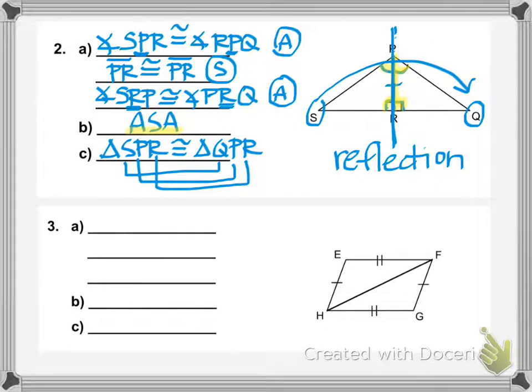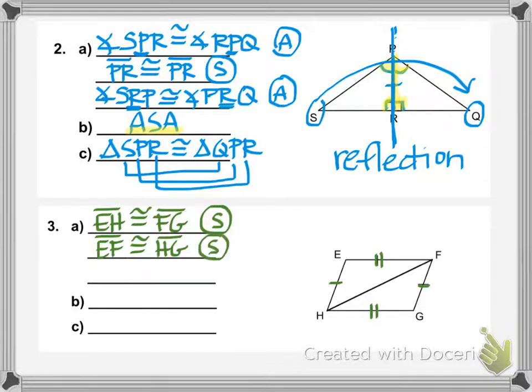All right, the one on the bottom, I immediately see these 1 ticks, so I know those 2 segments are congruent. So EH or HE on the left is congruent to FG or GF on the right. And that is a pair of sides, so I'm going to put an S. I also see another pair of sides that are congruent with the 2 ticks. Segment EF or FE on the top triangle is congruent to segment HG or GH on the bottom triangle. And that's another pair of sides that are congruent.